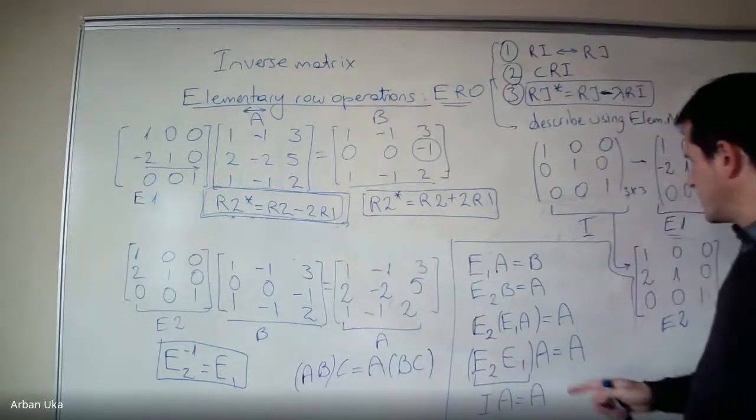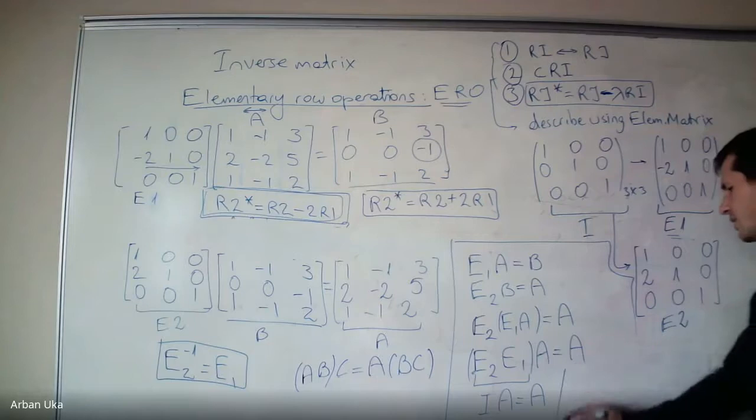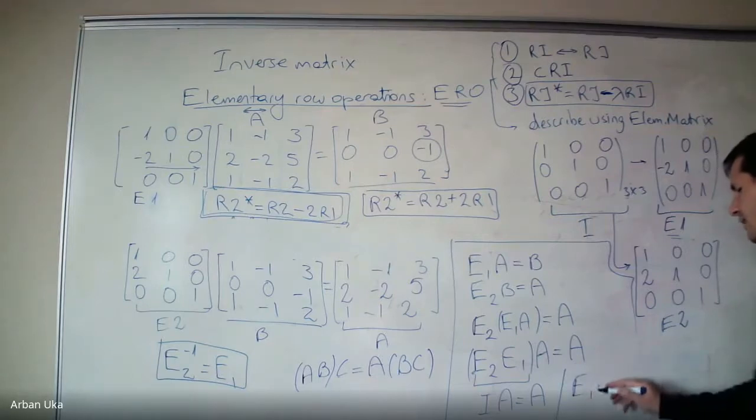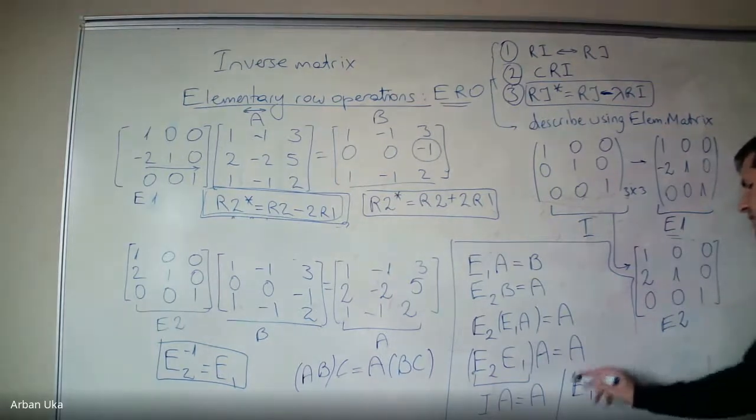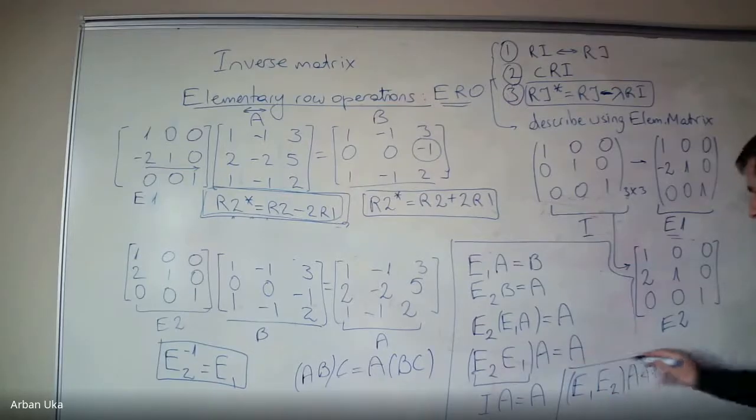Okay? So similarly, we can also get the following. We can even write E1 times E2 times A. We can't read down there? We cannot read this part?